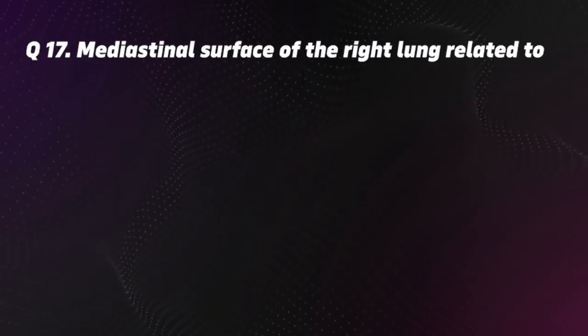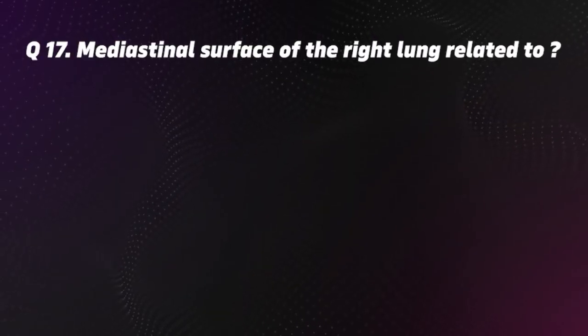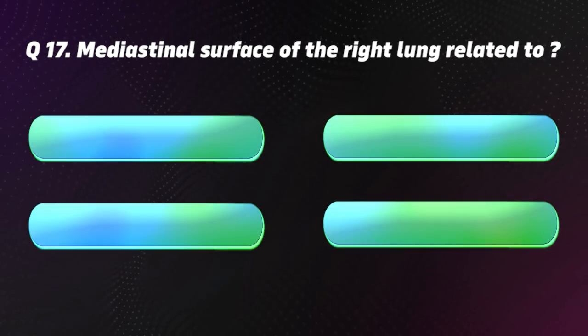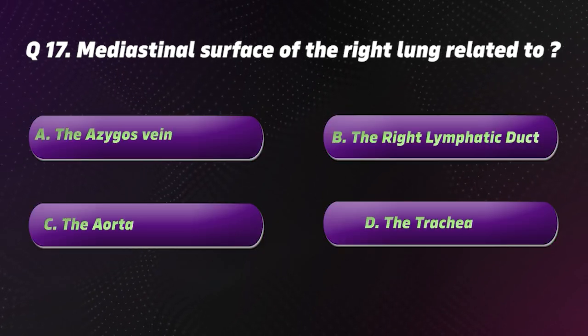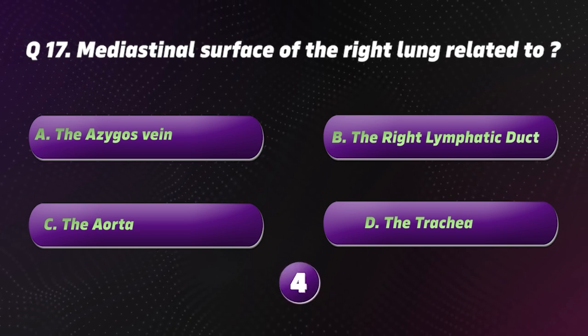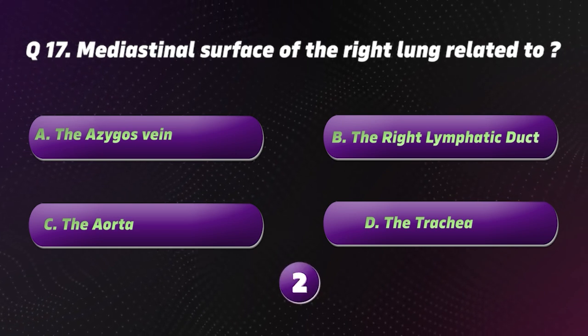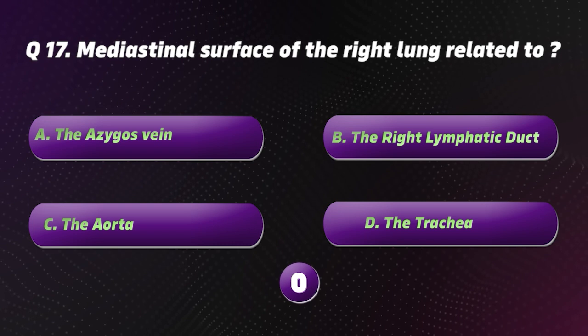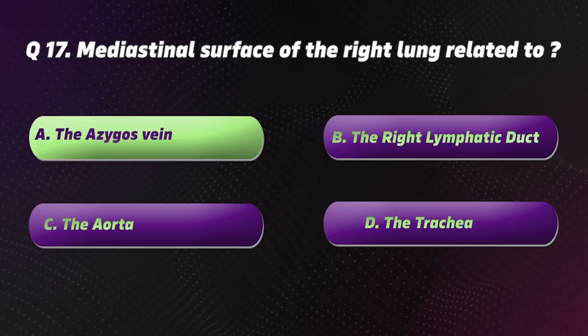Question 17. The mediastinal surface of the right lung is related to? Here are the options. A. The azygos vein. B. The right lymphatic duct. C. The aorta. D. The trachea. And the correct option is A. The azygos vein. Here's the explanation.